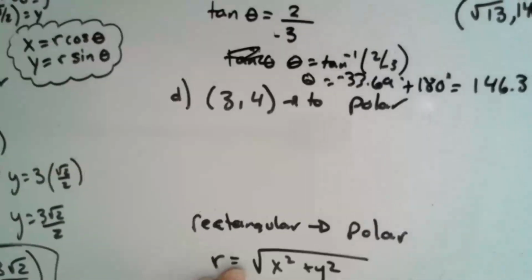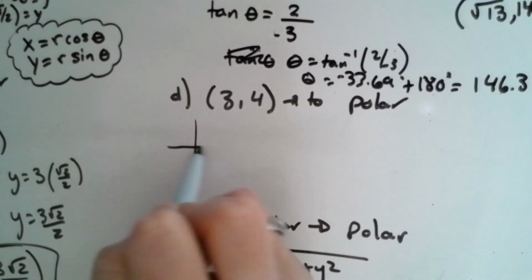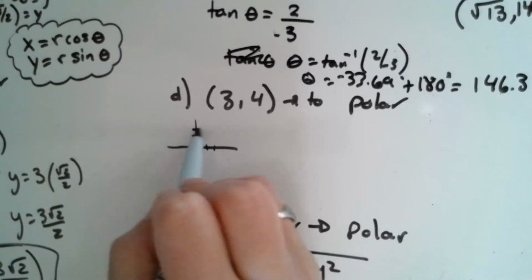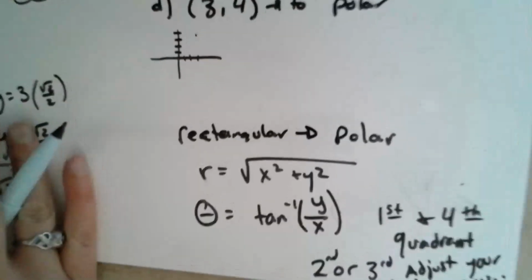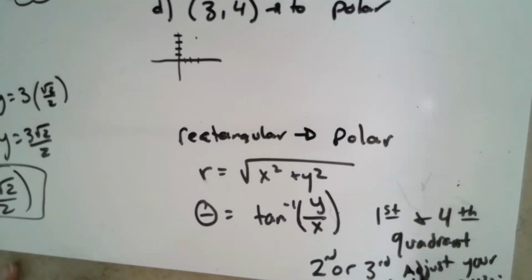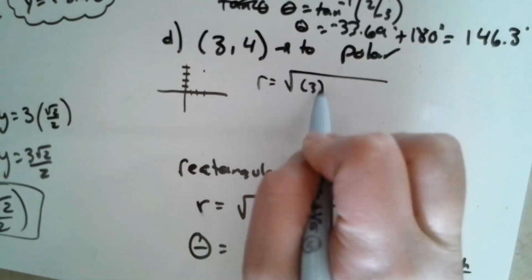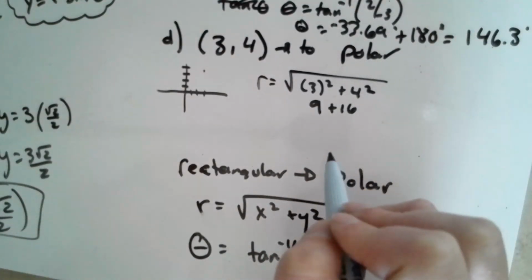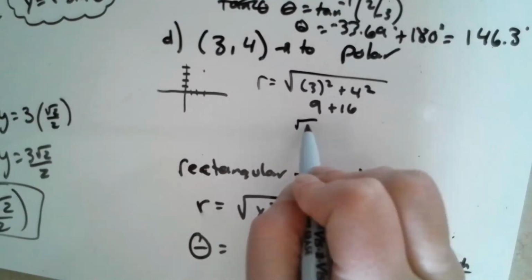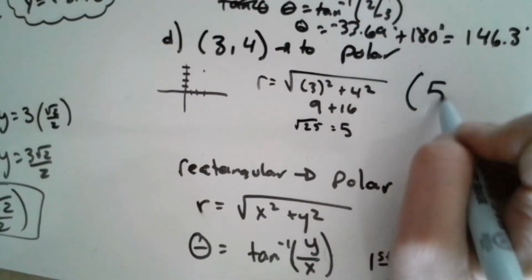Okay, so then let's do D. Again, you don't have to graph it. I honestly like to graph it so I can kind of see where I'm at. Okay, I'm in quadrant 1, so that tells me that my tangent should be just fine. I don't need to worry about adjusting it. Only adjust it if it's in 2nd or 3rd. So my radius equals the square root of 3 squared plus 4 squared. So 9 plus 16 gives me the square root of 25, which is 5. So my r is 5.